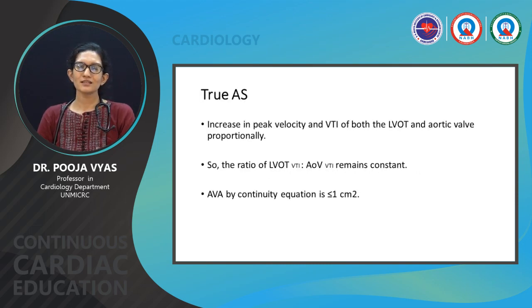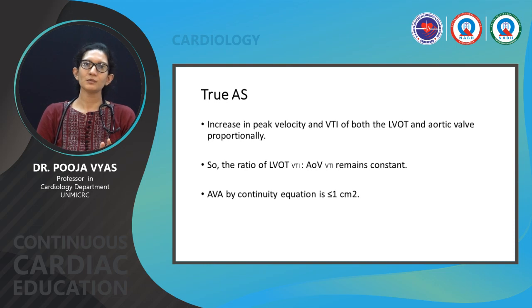In true aortic stenosis with dobutamine stress echo, there will be increase in peak velocity and there will be increase in VTI of both LVOT as well as aortic valve proportionately. So the ratio of LVOT VTI to aortic valve VTI will remain constant, and the aortic valve area by continuity equation will be less than or equal to 1 centimeter square.